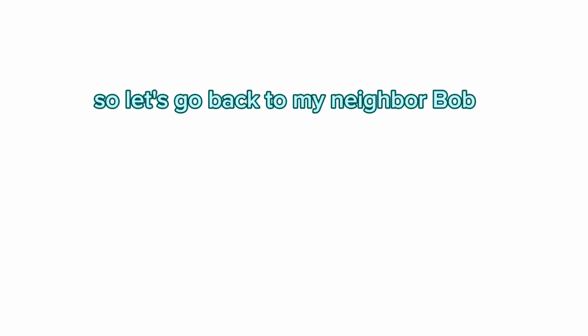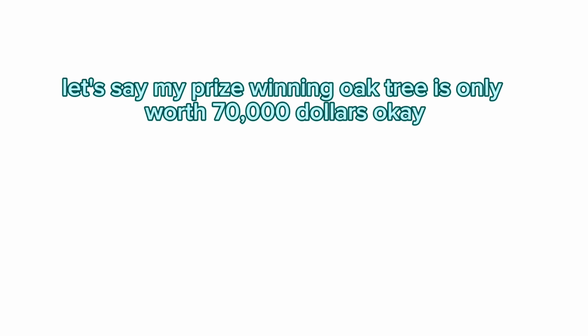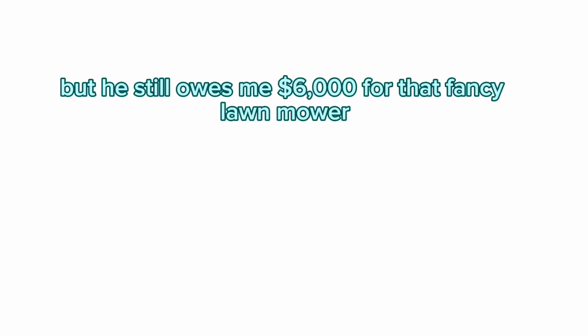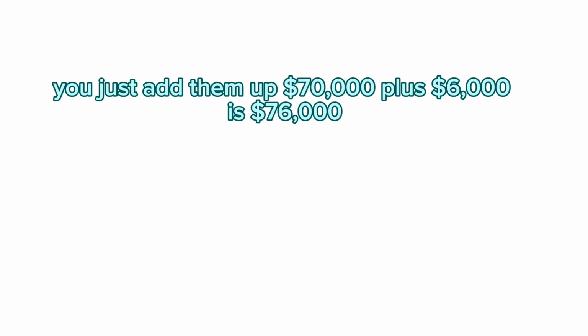Oh, wow. So let's go back to my neighbor Bob. Let's say my prize-winning oak tree is only worth $70,000. Okay, which is below the threshold. If you sue just for the tree, the federal court would look at that and say, nope, not enough money, go to state court. They'd kick you out. But he still owes me $6,000 for that fancy lawnmower. You just add them up. $70,000 plus $6,000 is $76,000. Boom, you're in federal court. You can aggregate completely unrelated claims to pry open the doors of the federal courthouse.